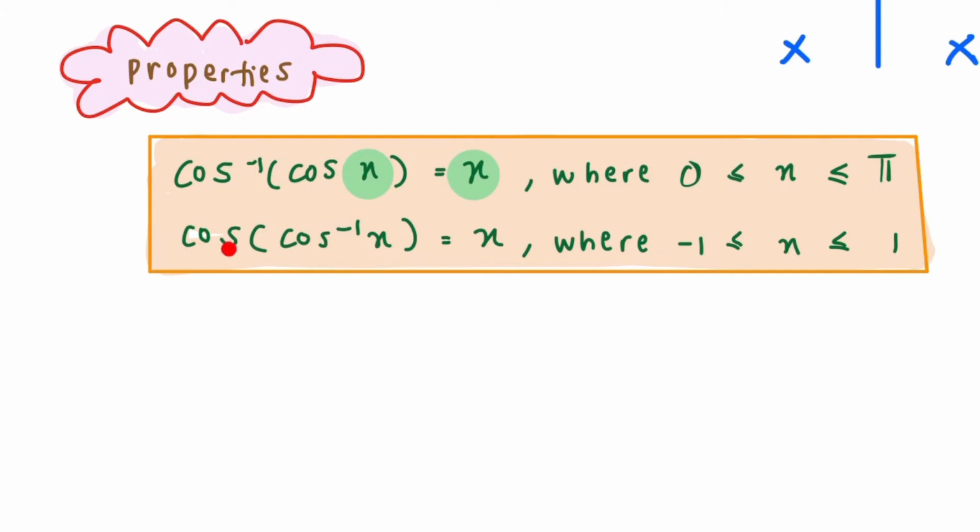The second one, cos compose inverse cos x. This is just equal to x. You can just cut and paste the answer. However, please make sure that x is within the domain of inverse cos, the inside function here. So the domain for inverse cos is again from -1 until 1.